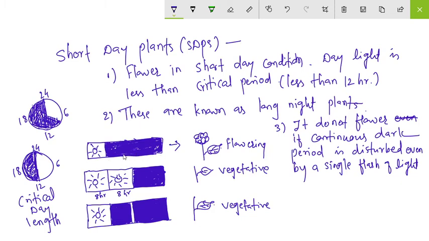So the darkness is most important for short day plants. The light period is required only for photosynthesis. These plants, if they do not get a continuous long night period, will not flower even after getting the critical short day period condition.